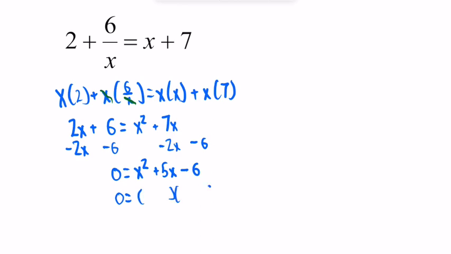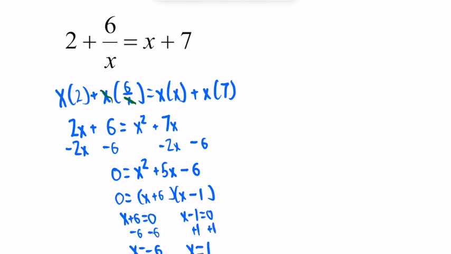We'll break it up into two binomials, each of which starts with x. To multiply to be negative 6 but add up to positive 5, we could use a plus 6 and a minus 1. To finish solving, we take each of these factors and one at a time set them equal to 0. The first one, we subtract 6 from both sides and we get a solution of x equals negative 6. The next one, we add 1 to both sides and we end up with a solution of x equals 1.